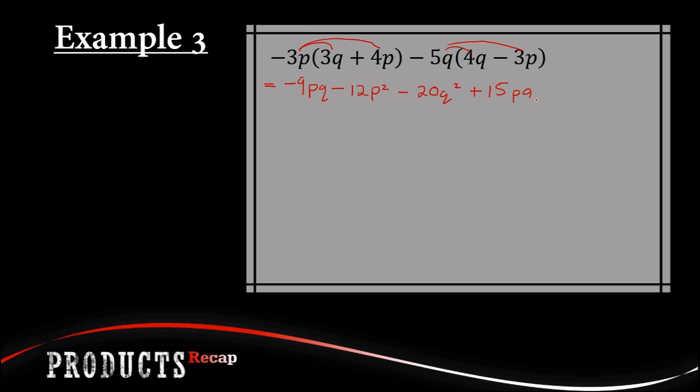Alright, and then we see that the only like terms are these two, so 15 minus 9, or minus 9 plus 15, so that gives us 6. So we have 6pq minus 12p squared minus 20q squared.